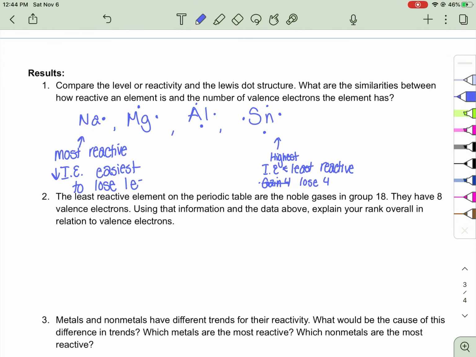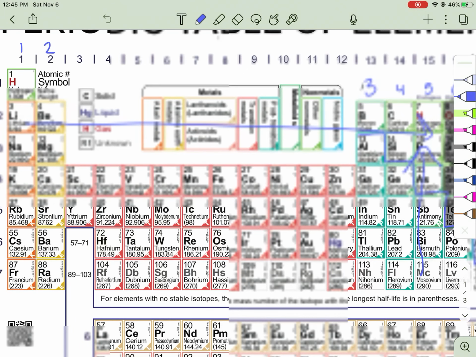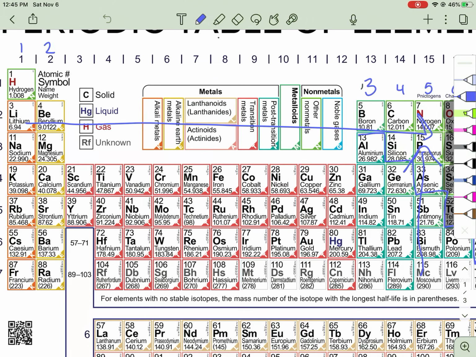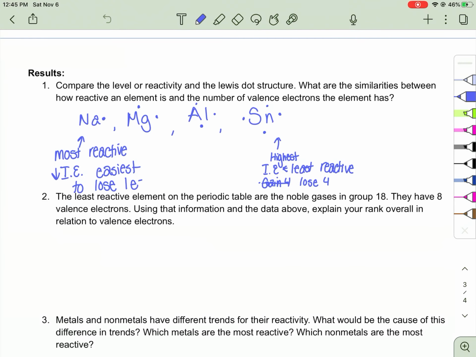So again, you can look at the valence electrons, but know that for metals, the fact that the closer we are to 0, the more reactive, is because of ionization energy. Group 1 has a much lower ionization energy than, let's say, group 3. It's also a lot easier to only lose 1 electron than it is to lose 3.